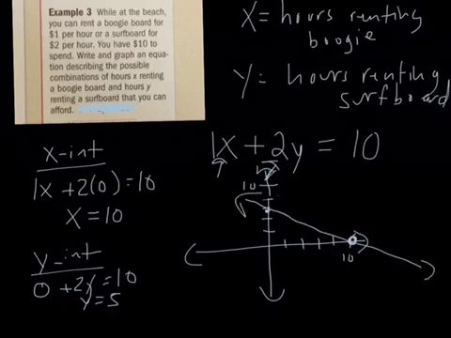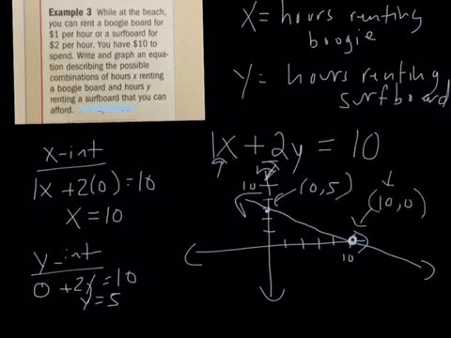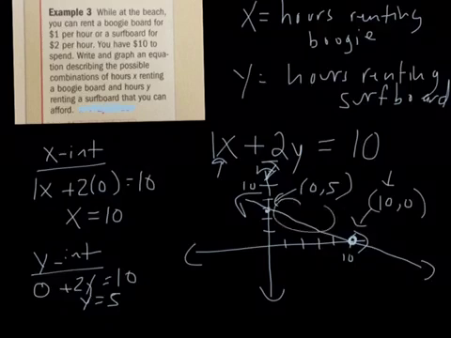Well, what does this mean? At the point 0, 5, can you guess what that means? The y-intercept 0, 5 would mean 0 hours on the boogie board, but 5 hours with the surfboard. So this combination gives us 5 hours on the surfboard, no boogie board at all. As we move across the line, we get different combinations of these hours until we get here, the point 10, 0. So this would be 10 hours on the boogie board. Wow, it's a long time at the beach. And 0 hours on the surfboard. Everything in between is all the different combinations.